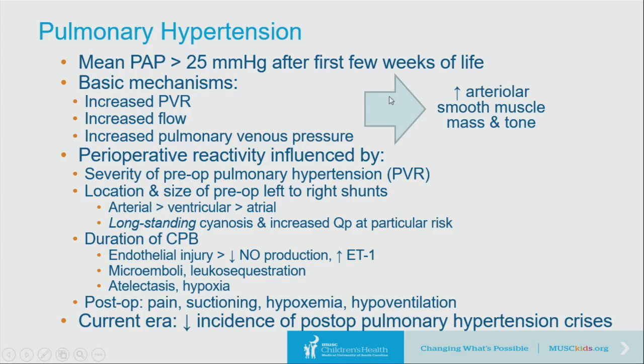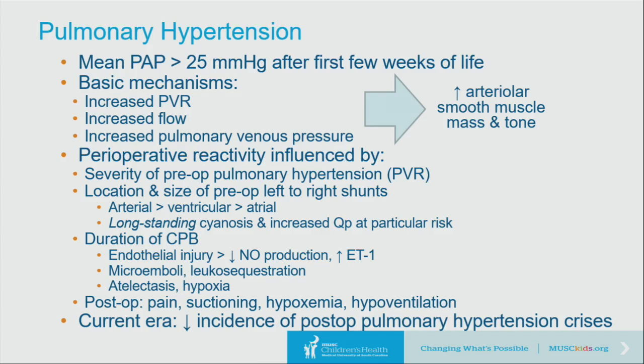Often there can be a combination of those factors, but the net result is the patient develops an increased arterial smooth muscle mass and tone. And then, so you've got that underlying substrate, and then in the perioperative period, either before or after surgery, the pulmonary vascular reactivity can be influenced by a number of factors. One is the severity of the underlying pulmonary hypertension. Obviously, the location and size of your preoperative left to right shunts matter, and this tends to be more prominent in patients who've got long-standing arterial left to right shunts, like an unrecognized aortopulmonary window.